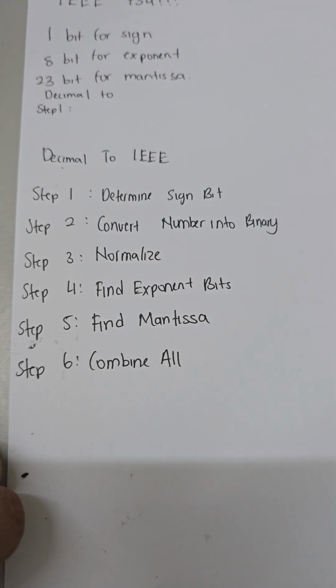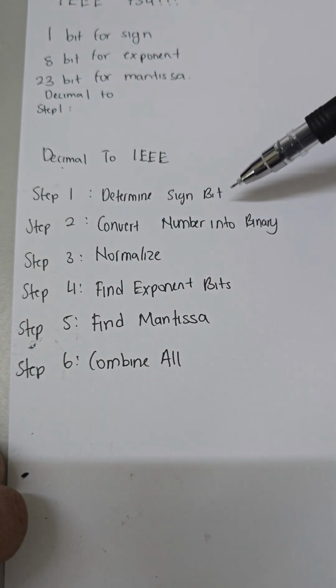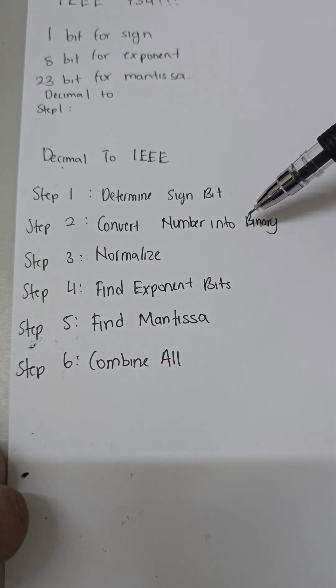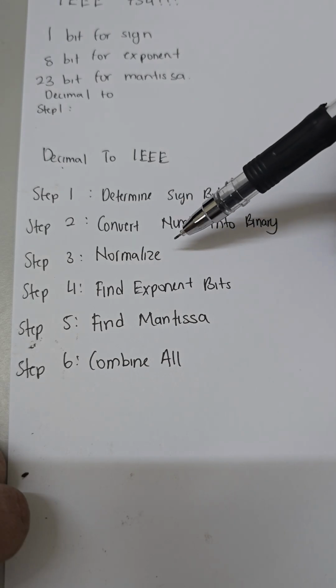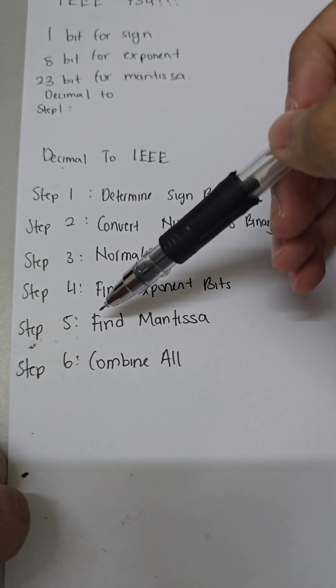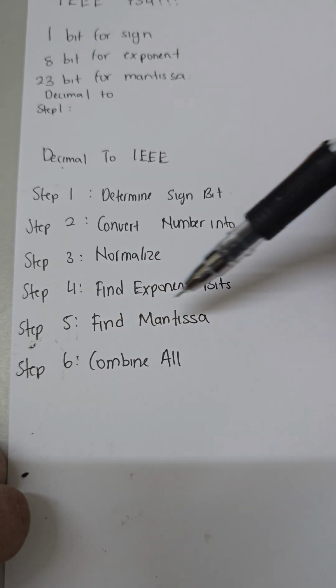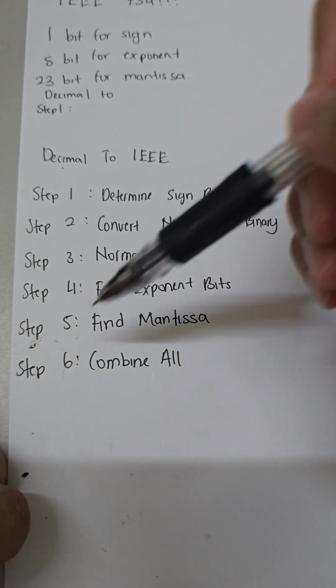So when changing numbers from decimal to IEEE, there are 6 steps that we must remember. The first step is we must determine the sign bit. The second step, we must convert the number into binary. The third step is we must normalize the number. Step 4, we must find the exponent bits. Step 5, find the mantissa. And step 6, we combine all the parts. Later I will show you what it means and how to apply it.